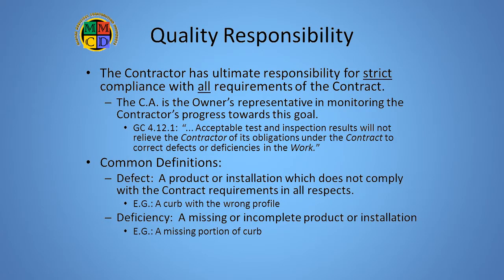But no matter what the CA sees, does not see, or even accepts, if there is a quality failure, it is the contractor's responsibility to fix the defect or deficiency. GC 4.12.1 makes it clear that even an acceptable test is not adequate to get the contractor off the hook if a defect or deficiency shows up later.